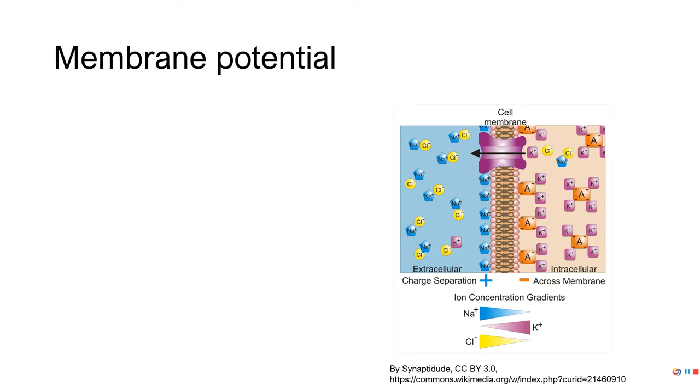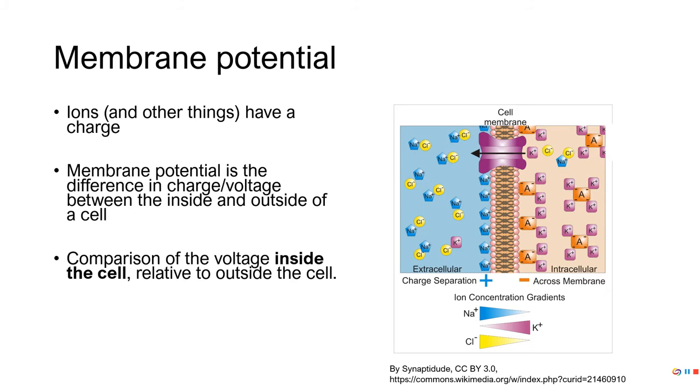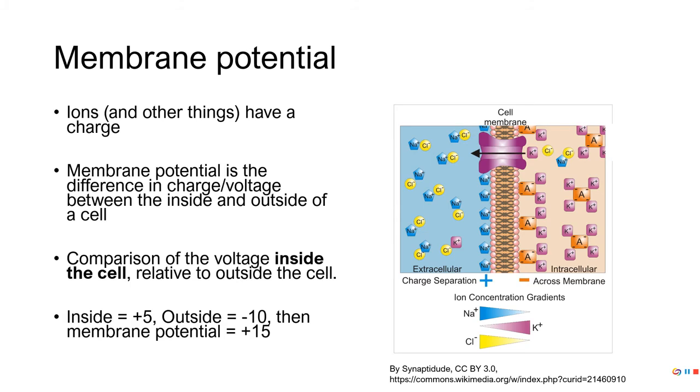Just to start off, it's important to remember that ions have a charge, and this charge can be positive, negative, or even neutral in some cases. Since ions are on either side of the membrane, there's almost always going to be a difference in charge between the two sides. Membrane potential is simply the difference in charge between the inside and outside of the cell. This value can be calculated by taking the charge on the inside of the cell and subtracting the charge from the outside of the cell. For example, if the charge inside the cell is +5 and the charge outside of the cell is -10, well, 5 minus -10 equals 15. So in that case, the membrane potential would be +15.